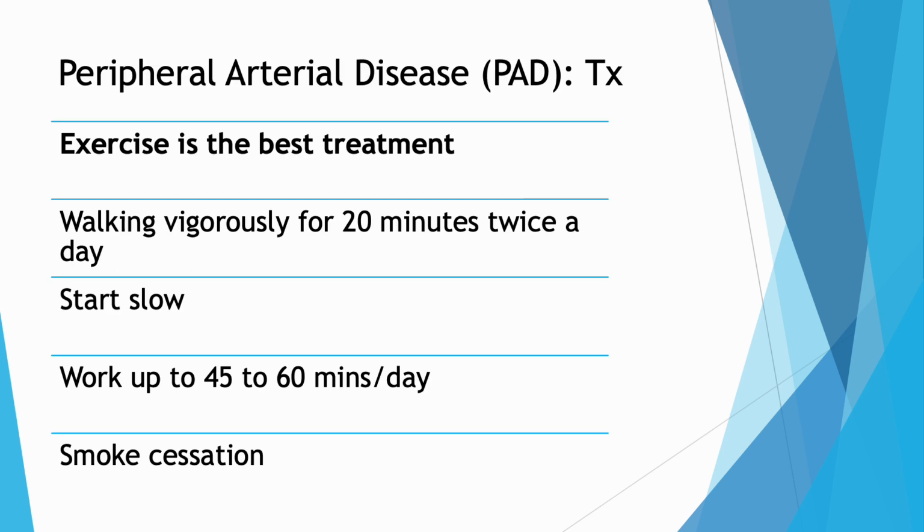All right, so the treatment. Exercise is the best treatment. They need to start walking vigorously for 20 minutes twice a day. They start off slow, right? Work up to 45 to 60 minutes a day and stop smoking. Everybody needs to stop smoking, especially with peripheral artery disease. That's like the number one cause of peripheral artery disease. And they can't really take nicotine patches because nicotine is a vasoconstrictor, so it can make it worse.